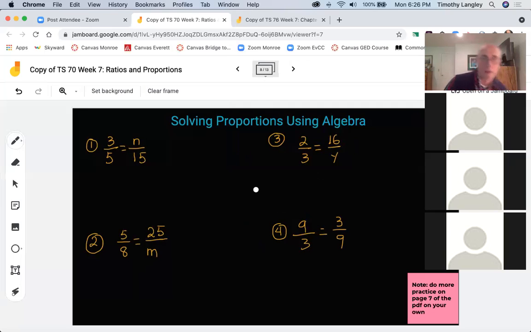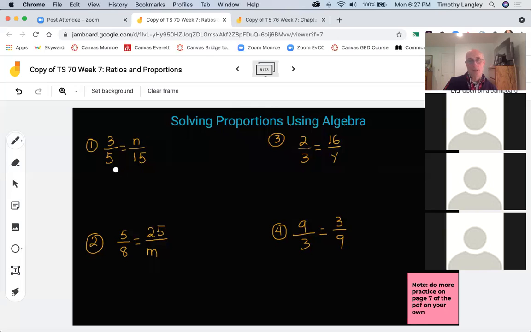Now we're going to talk about putting these things into very simple algebra, like one-step algebra equations. I'm going to give you a moment to copy down number 1, okay? Using algebra, we're going to solve these proportions. So you've got 3/5 equals n, that's the variable, over 15.